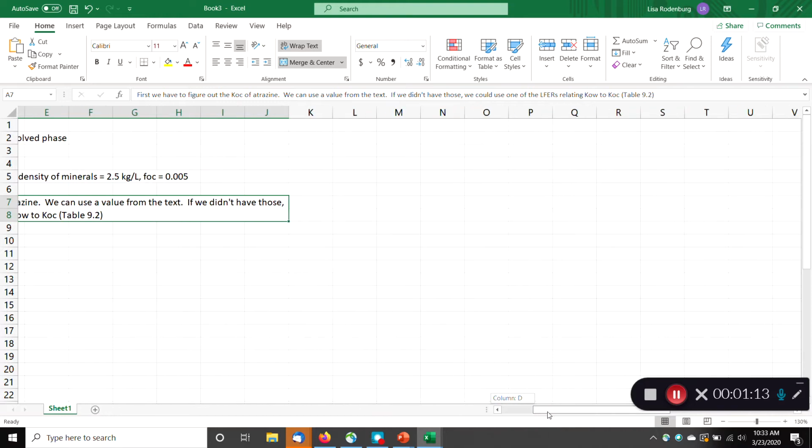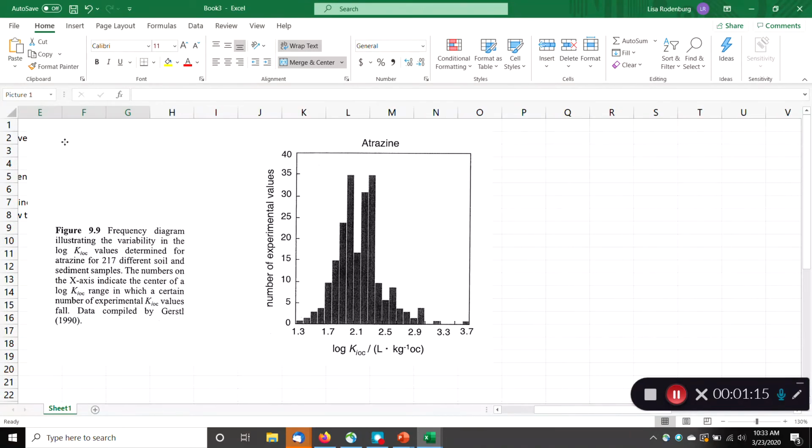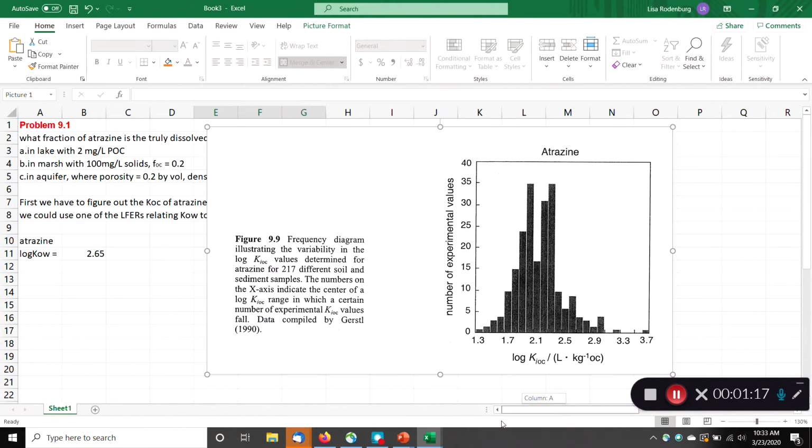So if we look in the textbook, you might remember this figure, figure 9.9. This is in the lecture notes. This was for atrazine, and it was a histogram of a number of experimental values for log KOC that had been measured in a bunch of different papers in the literature, and it had kind of a bimodal distribution. So somewhere around 2.1, somewhere between maybe 2.5 and 1.7, is a reasonable value for log KOC for atrazine. So we have a couple of options here. We could just pick a number out of a hat.